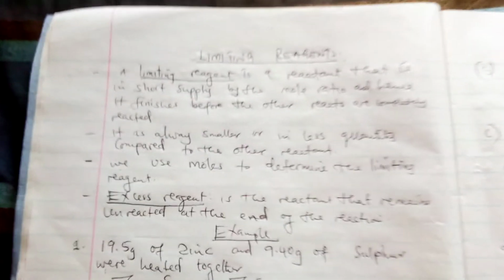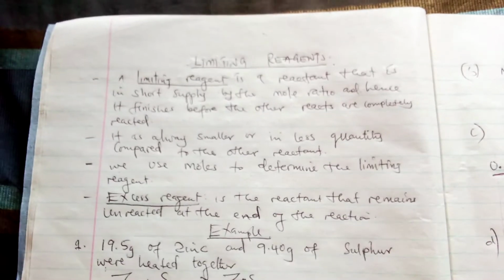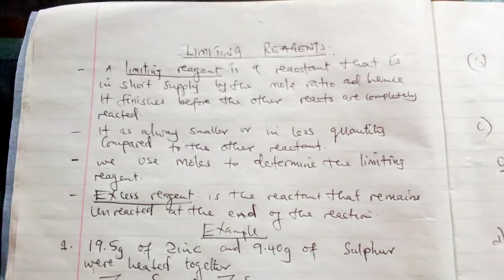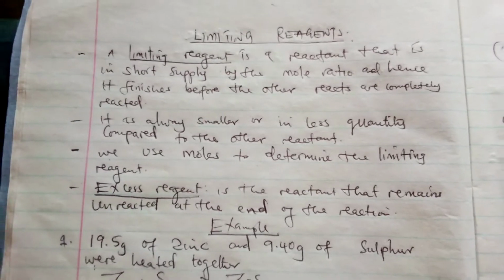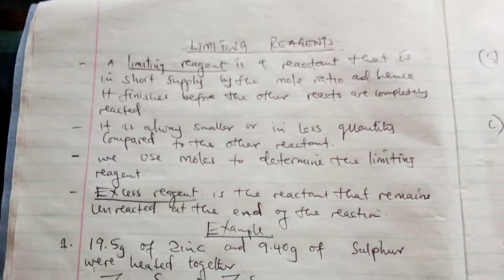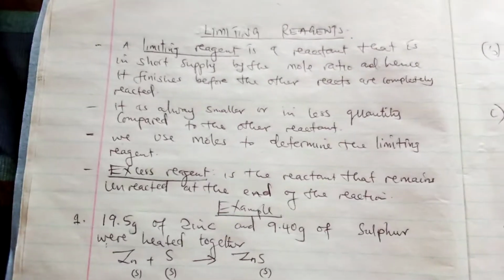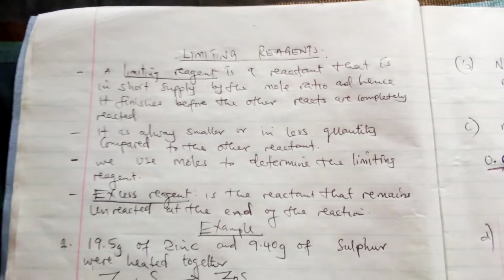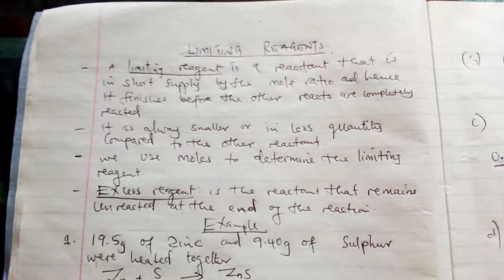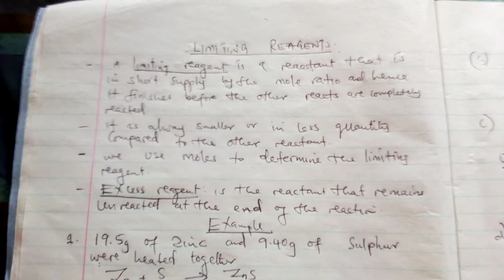So it is a limiting factor. It limits the amount of product to be produced. Then the reactant that remains is called the excess reagent. So remember, when you're talking about reagents, we only concentrate on the reactants only.